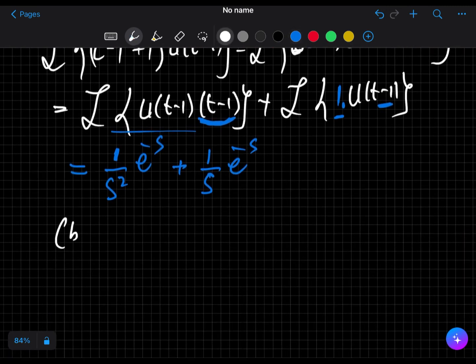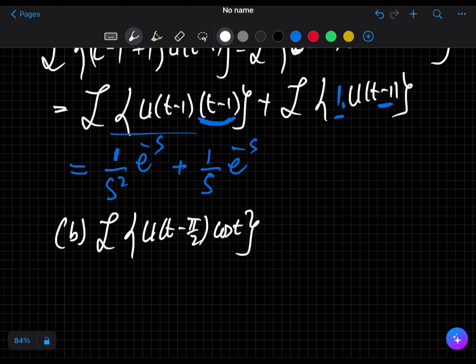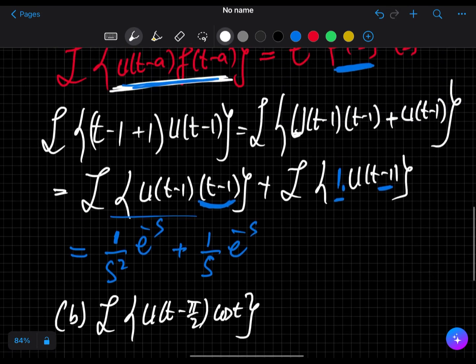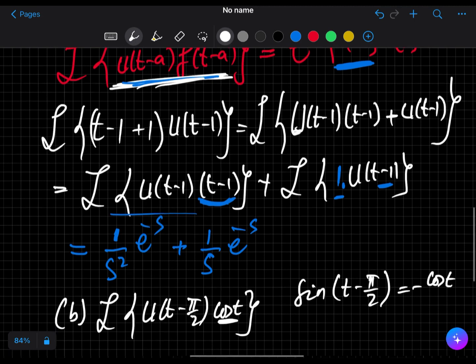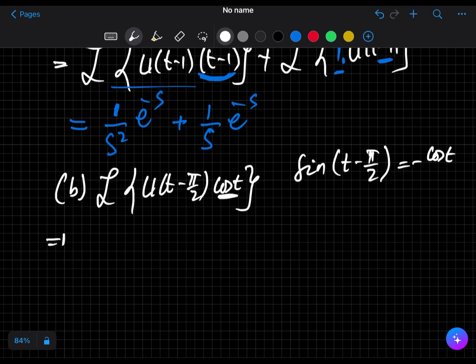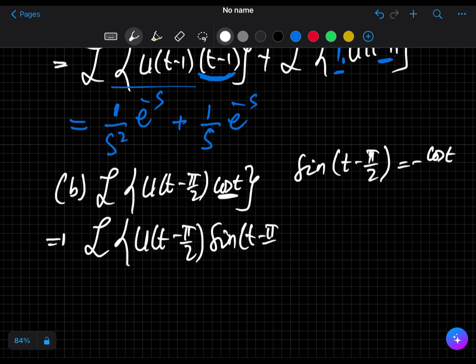So if we look at the second example quickly, we have the Laplace transform of u(t minus pi over 2) cos t. To rewrite this in this form, we need to rewrite cos t in such a way that we have sin(t minus pi over 2) equal to minus cos t. So I can substitute it in here, and I have u(t minus pi over 2) times sine(t minus pi over 2).